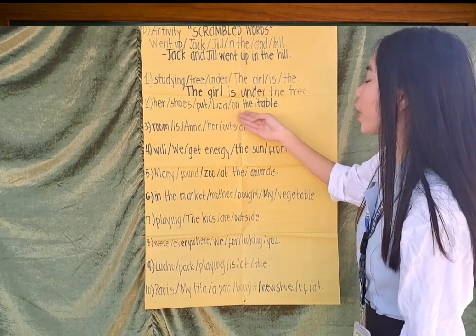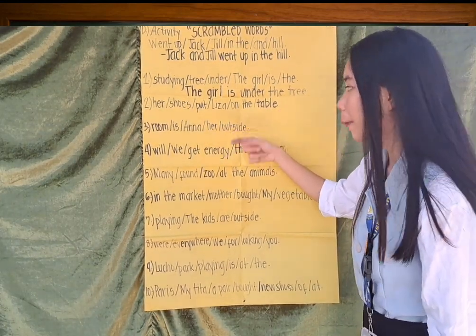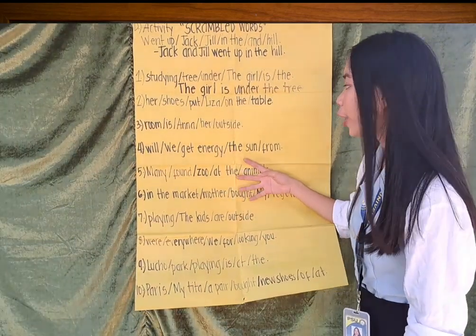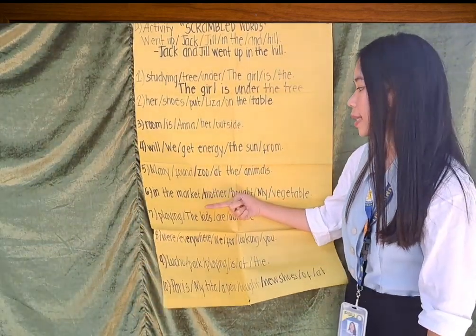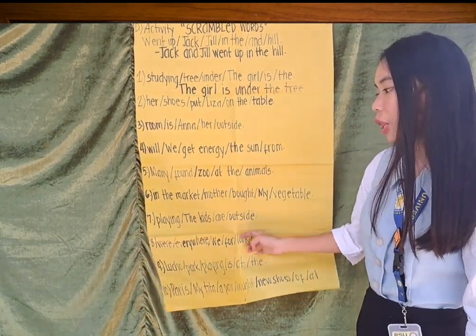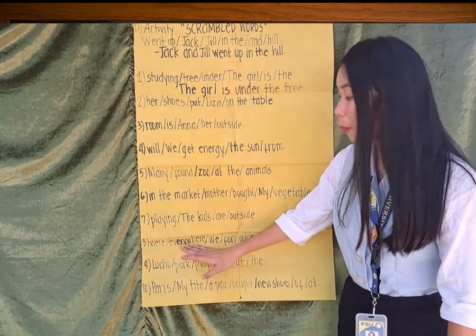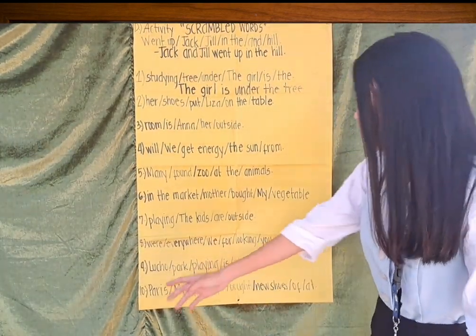So for number 2 is table. Number 3 is outside. Okay, for number 4 is sun. Number 5, zoo. Number 6 is in the market. Number 7, outside. Number 8 is everywhere. Number 9 is park. And last is Paris.